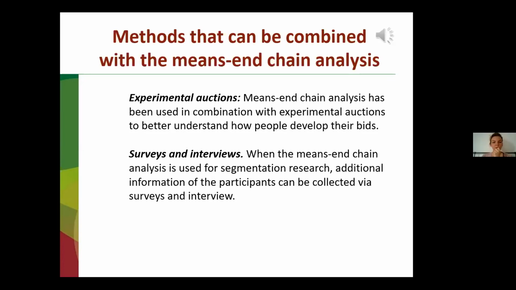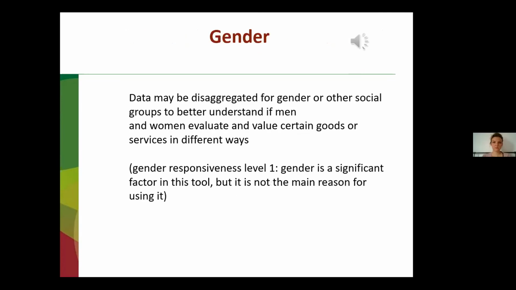And yeah, it can also be combined, of course, with just surveys and interviews. If you want to know more about your respondents, or if you want to group your respondents or do segmentation research, then yeah, you can ask all kinds of additional information from your respondents. And if you have this information, you can, of course, divide your data in any way you like. So it can be men and women, but it can also be older people and younger people. In any way you like to split your data, that would be possible if you collect the right information.